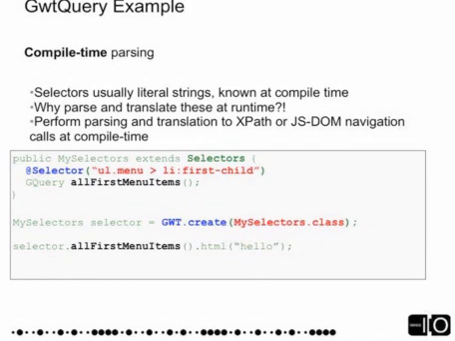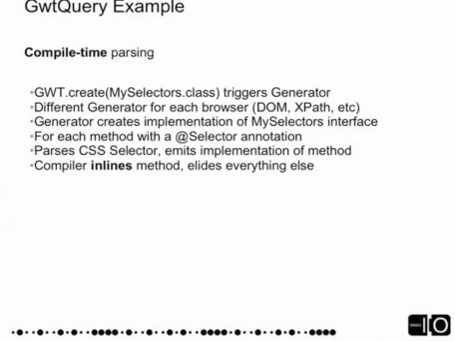So basically, this is what happens when you call GWT.create. It triggers a generator. There's a different generator for each browser, one for DOM browsers like IE, one for XPath supporting browsers, one for other browsers like Safari 3.1. And the generator creates an implementation of the MySelectors interface. And the way it does this is it simply steps over that interface.